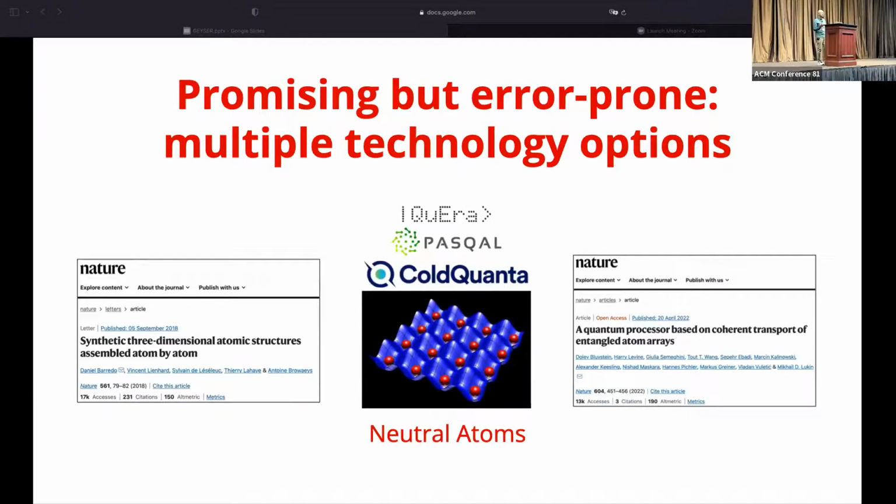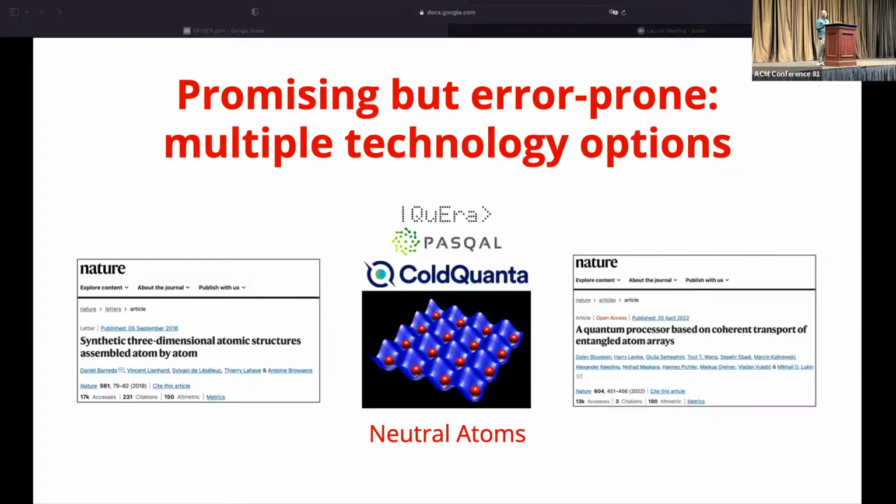So as we all know, quantum computers currently are promising, but they're very error prone. And there are multiple technology options. A few that have been explored really well are superconducting qubits and even trapped ions a little bit. One other area of interest is neutral atom-based quantum computers.